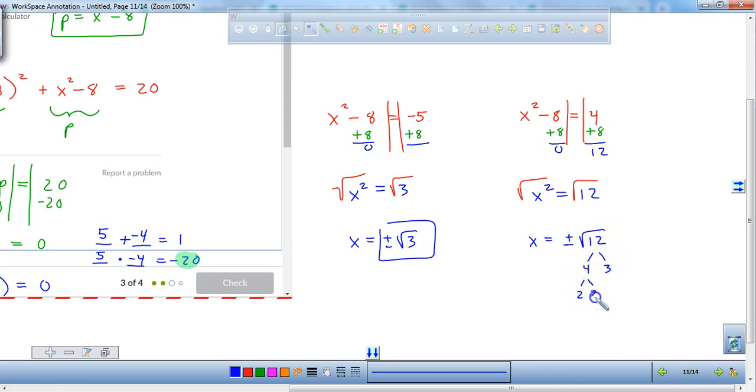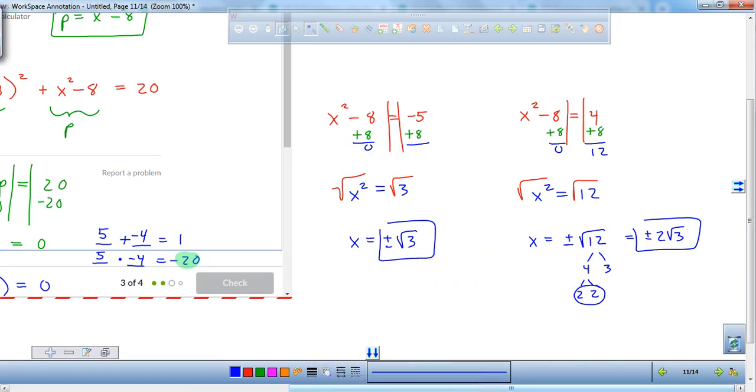A 4 breaks down into a 2 and a 2. So I want you to also know that the simplified version of this would be plus or minus 2 radical 3. Now, one thing we're going to do is use Desmos to help you see if your answers are correct on this one.